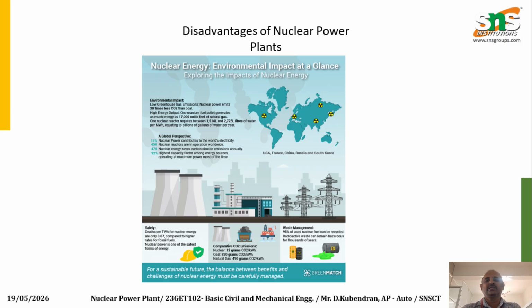Next are the applications of nuclear power plants. Electricity generation. The primary application of nuclear power plants is to produce electricity for domestic and industrial use. Medical isotopes. Nuclear reactors can be used to produce medical isotopes for cancer treatment, diagnostics, and other medical purposes.